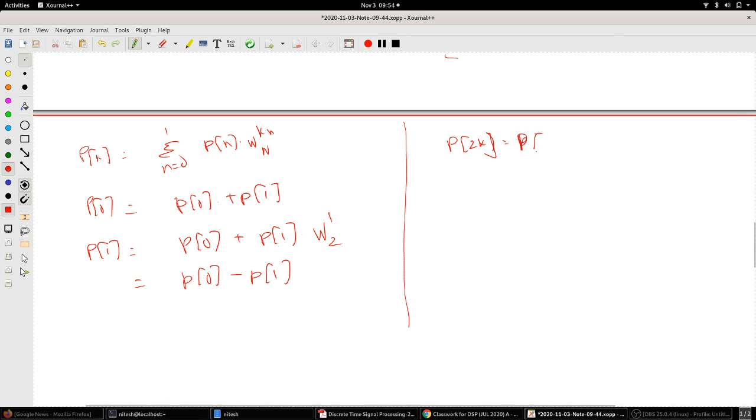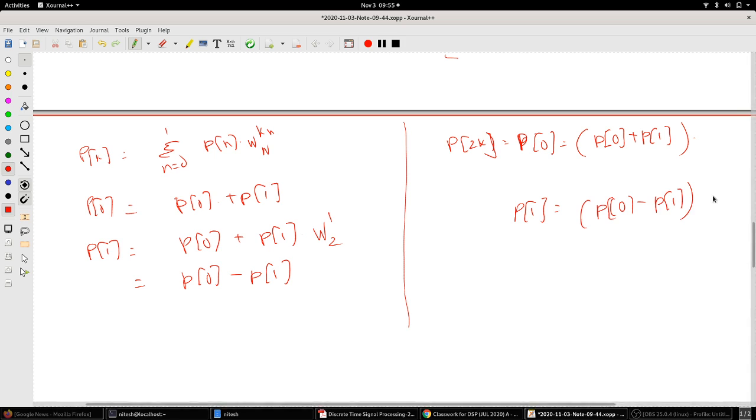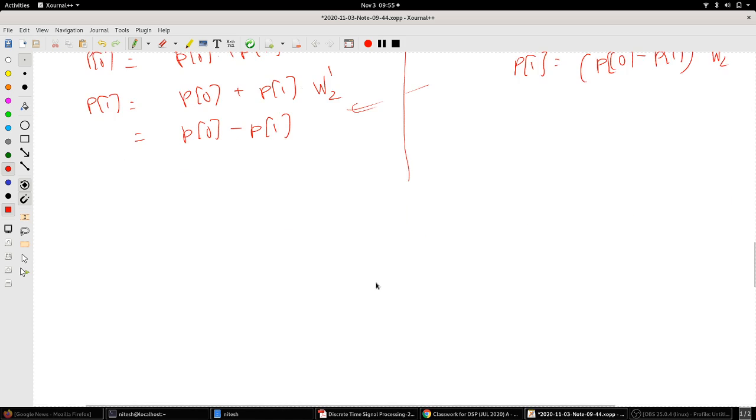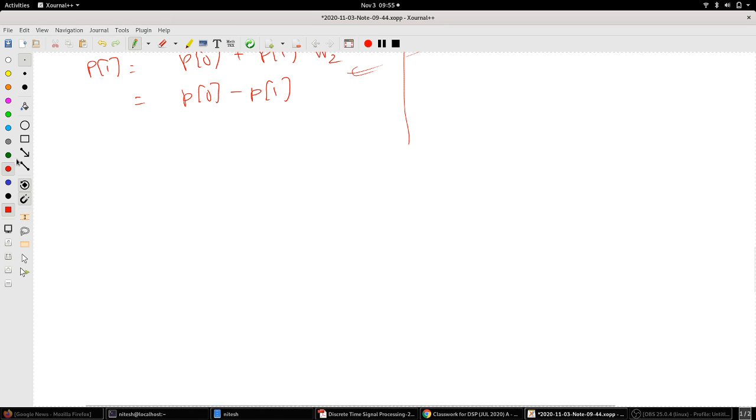capital P of 0, the odd point will be P of 0 plus P of 1. This is what you will get, okay, and P of 1 will be equal to P of 0 minus P of 1 into W0 of 2, right. So this will be exactly same as this guy, right. So I can express this as a butterfly structure, which looks something like this. The butterfly structure for 2-point DFTs will be looking something like this here.